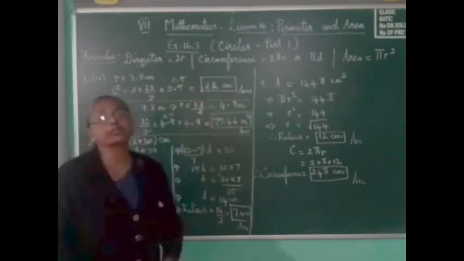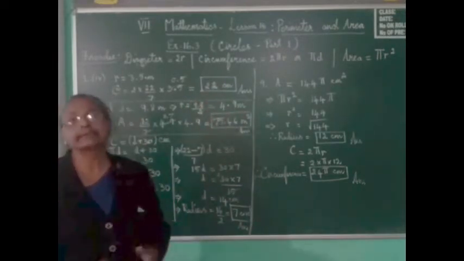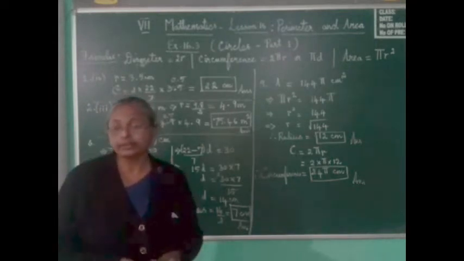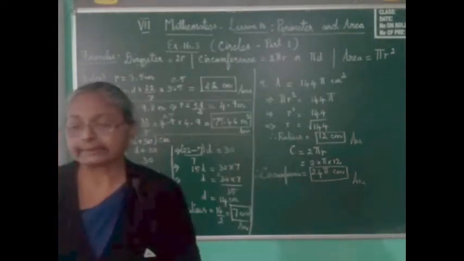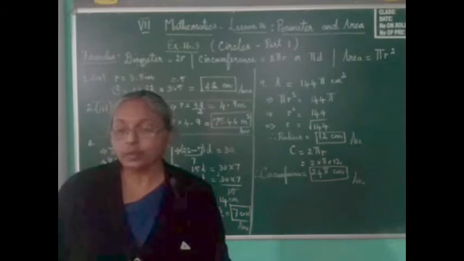In the same way we need to do the other subdivisions. Just the radius is given and we need to find the circumference. We can see the second question now.